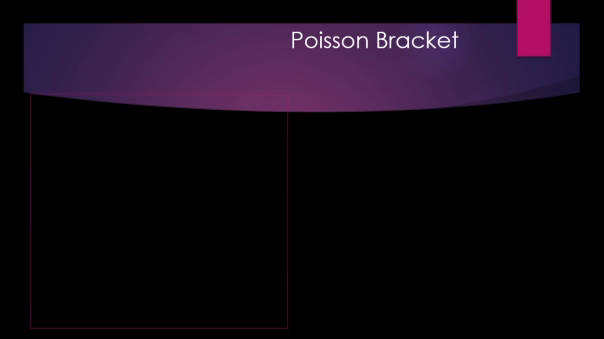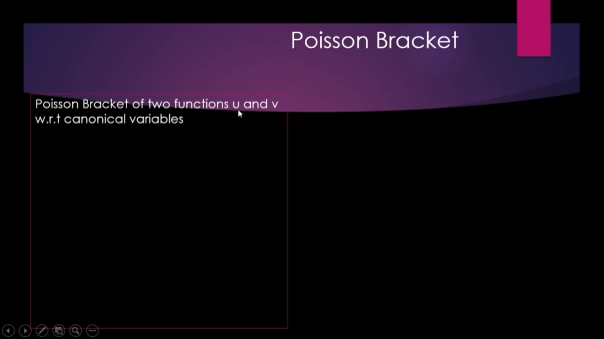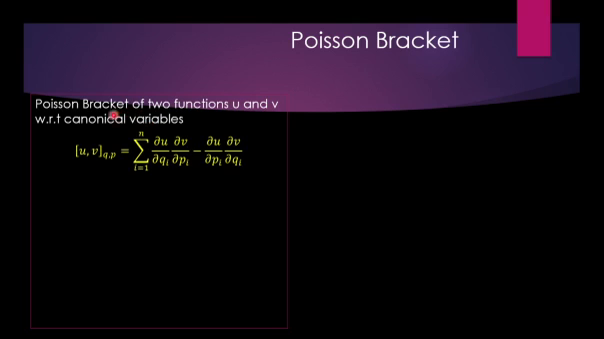So we can consider a Poisson bracket of any two functions, for example u and v, which are actually functions of canonical coordinates small q and small p. So with respect to the canonical variables, we can define Poisson bracket between those functions, and it is given as u, v Poisson bracket, which is a square bracket, and in suffix it is showing q, p, which means we are taking Poisson bracket with respect to small q and small p.